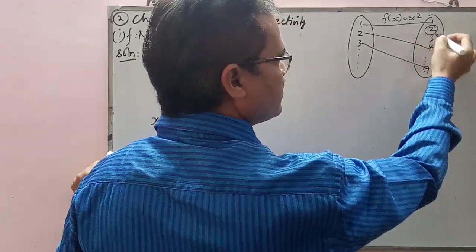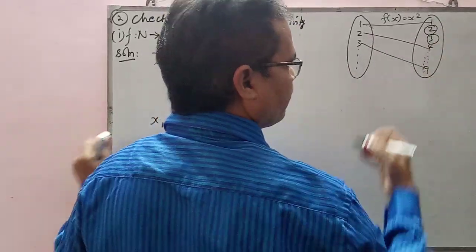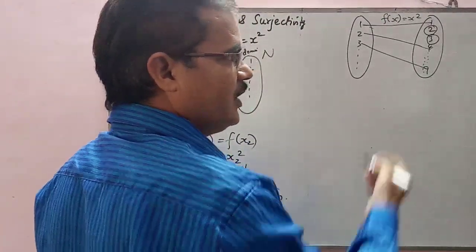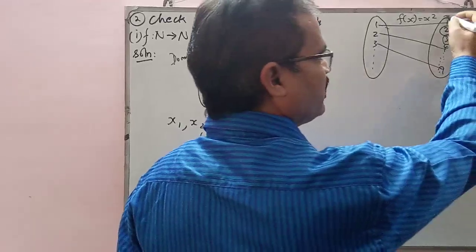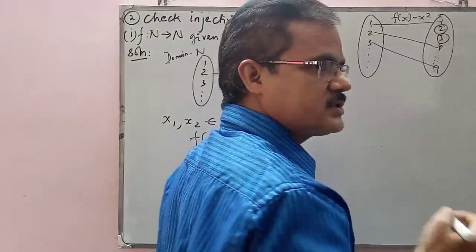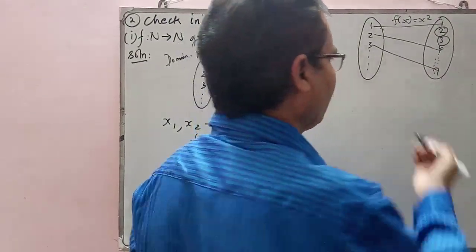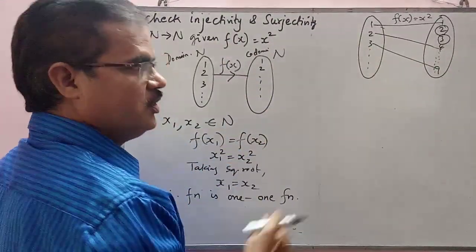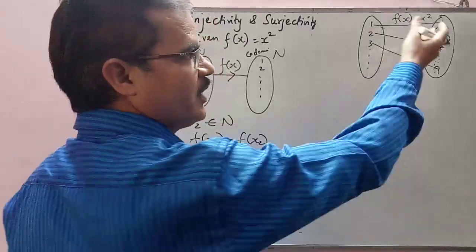So what about these numbers 2, 3 and 4, 5, 6, 7, 8? They are all left behind, right? If any element in the codomain is left behind, we know that it is not an onto function. So the answer itself, it is proved that it is not surjective. This is injective, but it is not surjective because some elements are left behind.